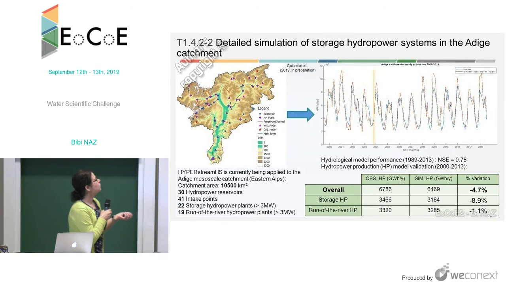And then they started at a small scale, for one small catchment, and applied this model to a catchment in the Eastern Alps, which has 30 hydropower reservoirs and also 22 storage hydropower plants. In this time series, they are showing how their simulated hydropower predictions compare with the observations for one of the hydropower reservoirs.